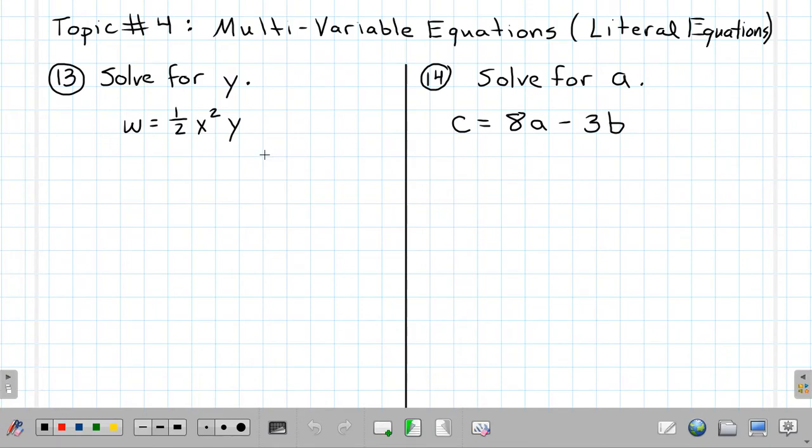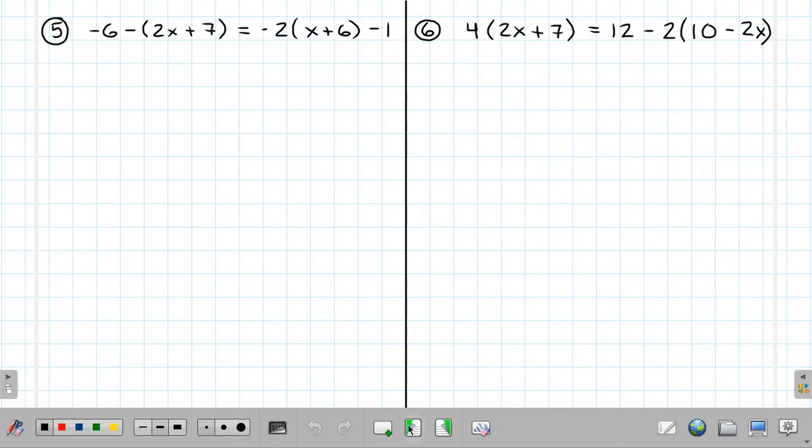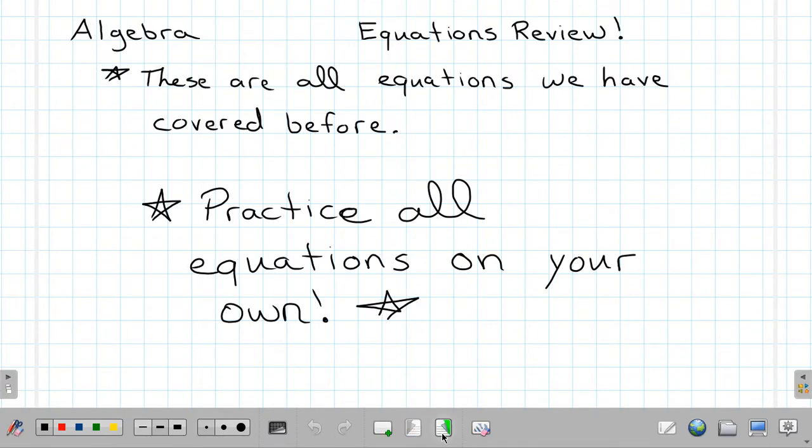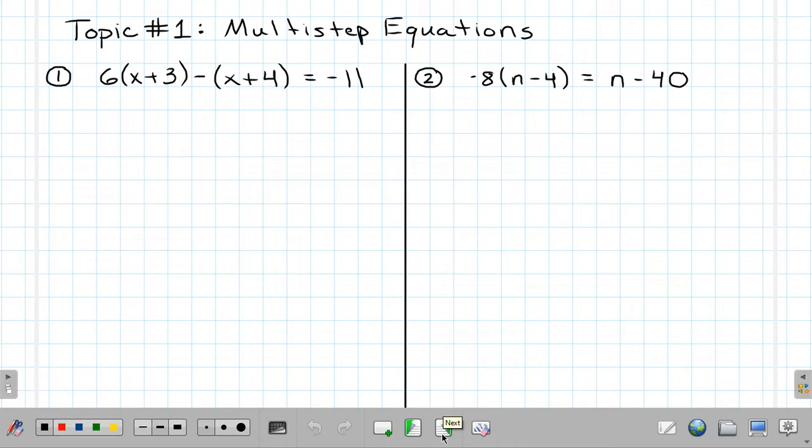And then lastly, we have topic 4, which they call in the sheet multivariable equations, but what we called literal equations. These are literal equations where you're solving for a specific variable, and there is more than one variable. With that being said, I suggest you pause the video and practice all these on your own. Then I'll come back and we'll go over them together. If you have worked those out, let's go ahead and jump into it.